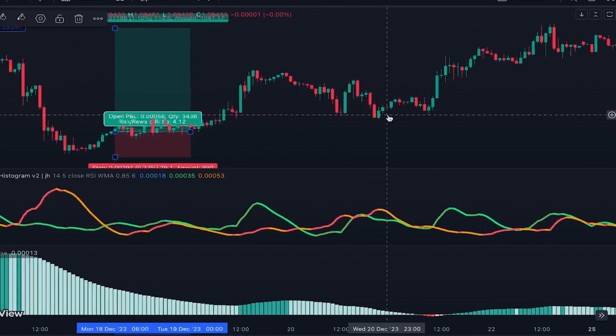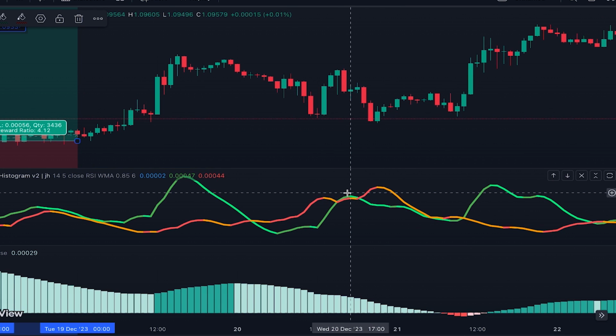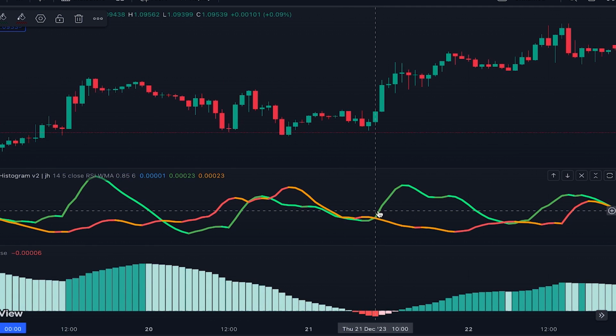Here this is not an accepted crossing because you can see that the green line is just running on the red line. It couldn't successfully cross above that, and here for this long position signal, this is also a rejected signal because MACD histogram is red, so we don't take any long position here at this point.